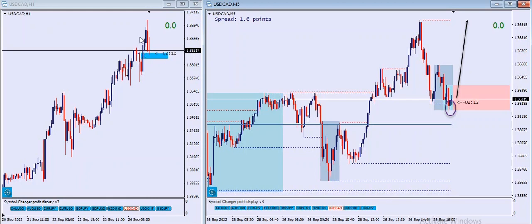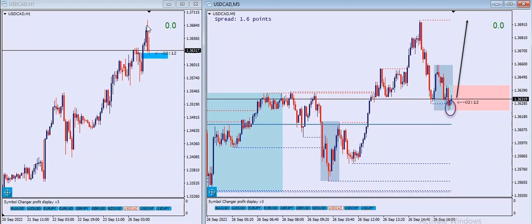So on USD CAD, price took out all the highs. As you can see on the 5 minutes time frame, this line you see here now is yesterday's high. Price broke above it, then came back. So during the open of the New York session, that was when I was looking for this setup.